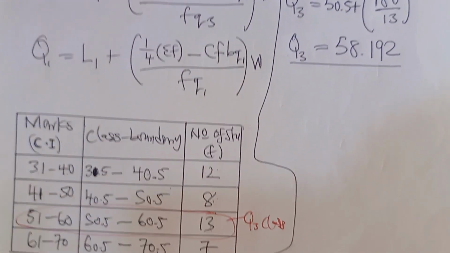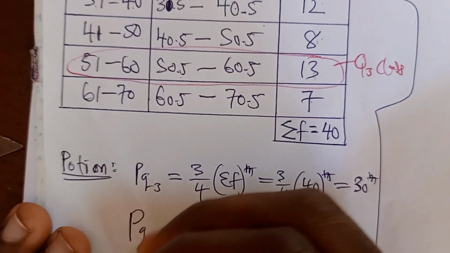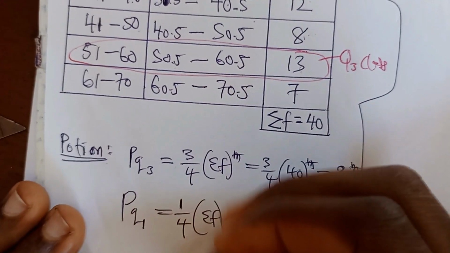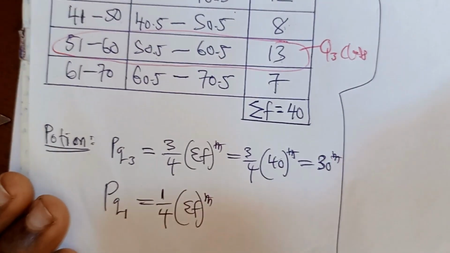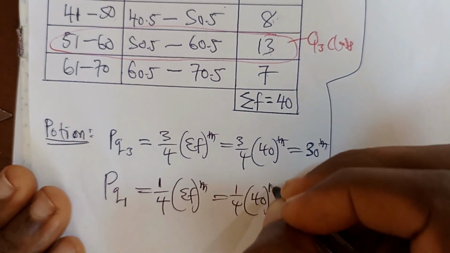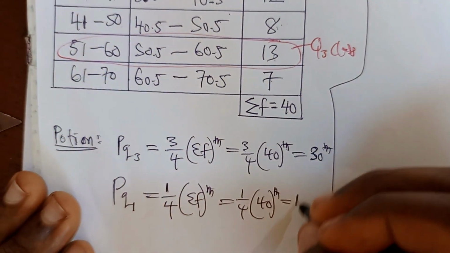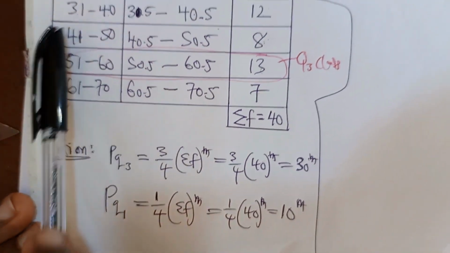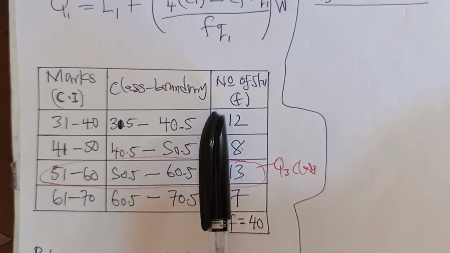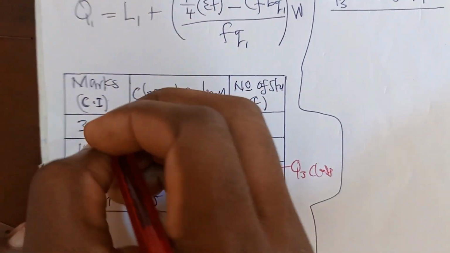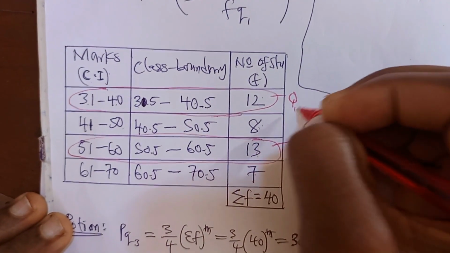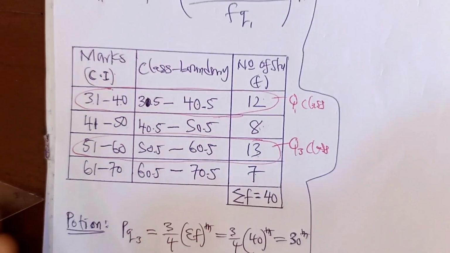Now, we do the same thing for Q1. We come back here. The position for Q1 is 1 over 4 times total frequency to know where the Q1 is, which is 1 over 4 times 40, which is 10. Notice that 10 is here because 1 to 12 is here. So if 10 is here, it means that this is the position of Q1. This is the Q1 class.